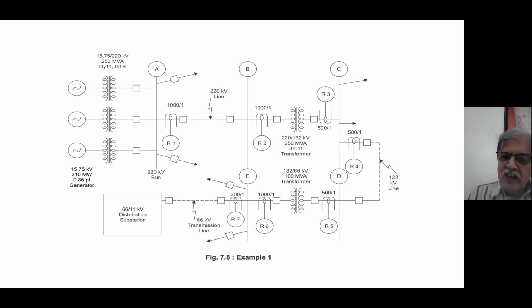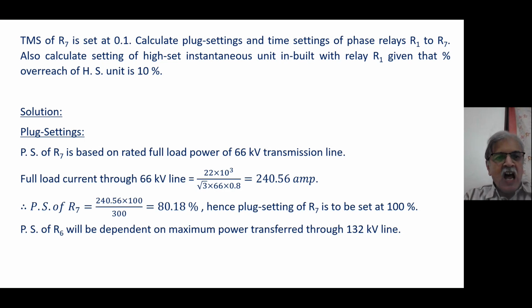The third thing I should consider is that any relay, say relay R4, must reach up to bus E, the next bus, because it has to give backup to R5. Similarly, relay R2 must reach up to D because it has to give backup to R4. Must reach means that for the minimum fault current it must reach. These three things we have to keep in mind as I start with R7, my dear friends.